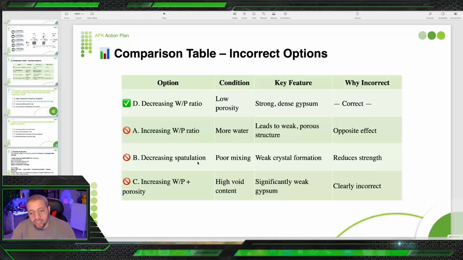Decreasing spatulation. So spatulation means when you do it, this one. So when you decrease spatulation, you are not going to remove all the air trapped here. So you're going to end up with poor mixing, which is going to end up with weak crystalline formation, which at the end of the day reduces strength, not increases it. Increasing water powder ratio, this is incorrect because this will lead to void content, a significantly weak gypsum product at the end.